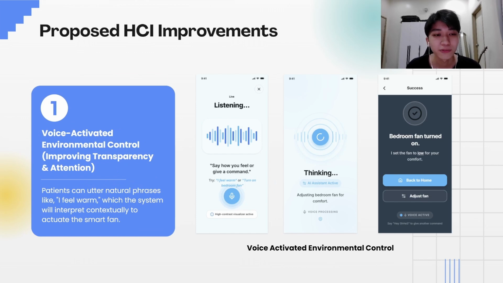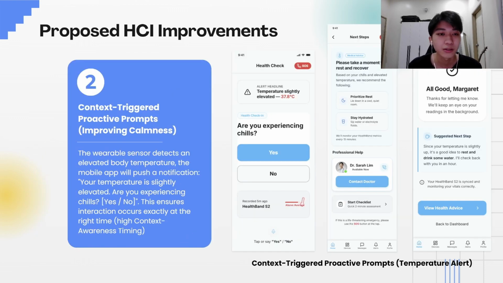The first improvement that we have implemented is voice-activated environmental control. A patient can say something like, "I feel warm," and the system will automatically turn on the bedroom fan accordingly. The next thing is context-triggered proactive prompts.